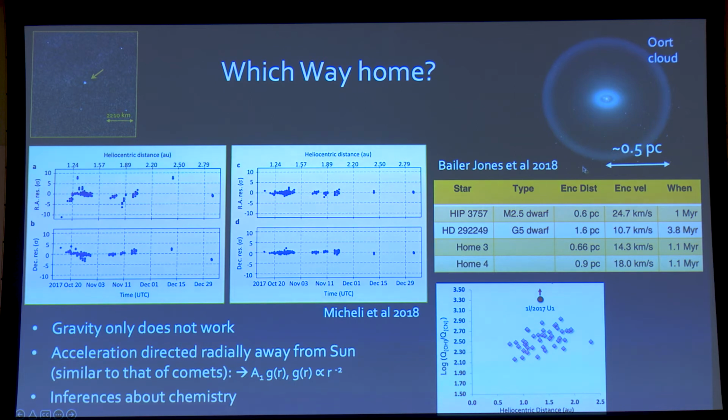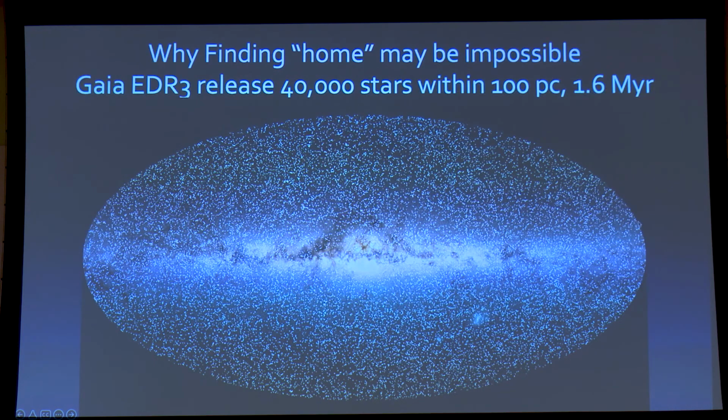And so the task was to find, did it pass within an Oort cloud radius or a few of any nearby stars at a velocity of less than about 10 kilometers per second that it could have been ejected from the home system? And the answer was no, no home candidates were found.